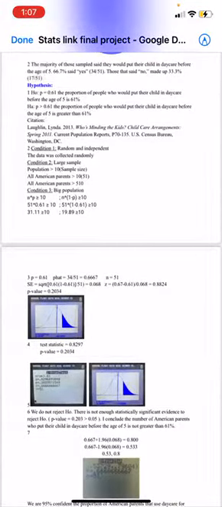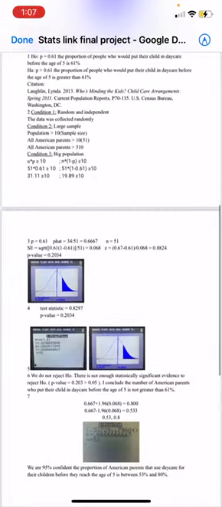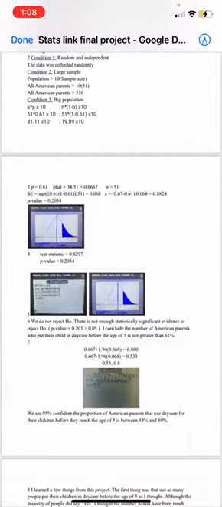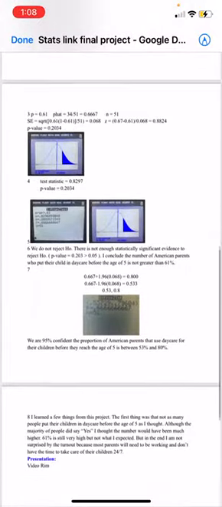Then we made the calculation, and this is what we came up with. Since the p-value is bigger than 0.05, we do not reject H0. There is not enough statistically significant evidence to reject H0. I concluded that the proportion of American parents who put their child in daycare before the age of 5 is not greater than 61%.